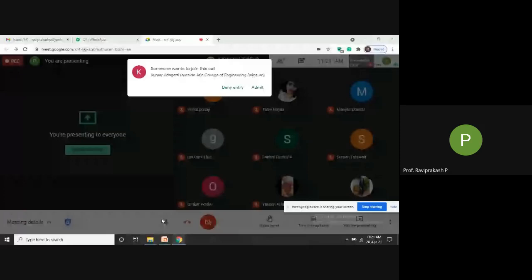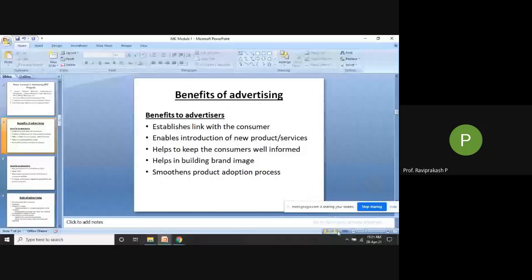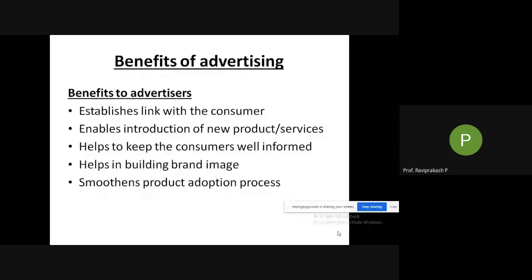Next is it enables introduction of new products or services. If the company is already there in the market and it is trying to come up with a new product or new service, it can easily introduce it to the prospect customers or the present customers of that particular company. It helps because they are already communicating with the customers as and when they want to communicate something. So if they are coming up with a new product, it is very easy for the company to convey it to the customers.